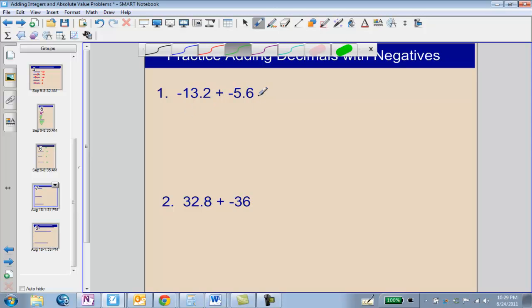You should be lining up all your decimals and remembering that the rule for adding same signs is you're going to add and keep the sign. So pause the video and try number 1, showing all your steps. You should have negative 18.8.